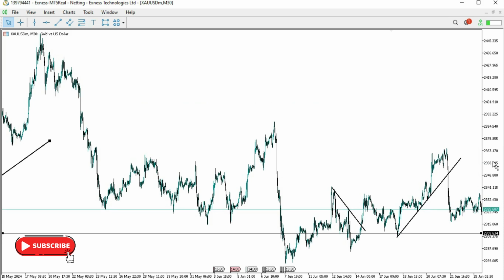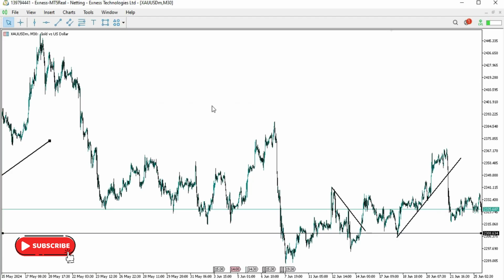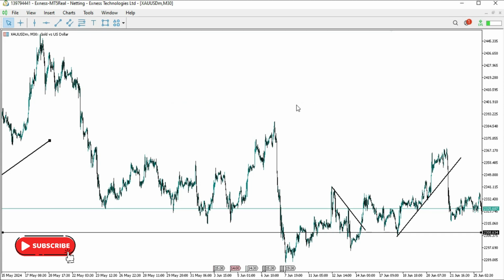Do not forget this. And always extend the line into the future. It is very important because a lot of people will just draw the line and leave it like that. But always connect. When you get your connection right, extend it into the future. Because sometimes it might surprise you that the trend line that you have extended into the future might serve as a support or resistance when price gets there.